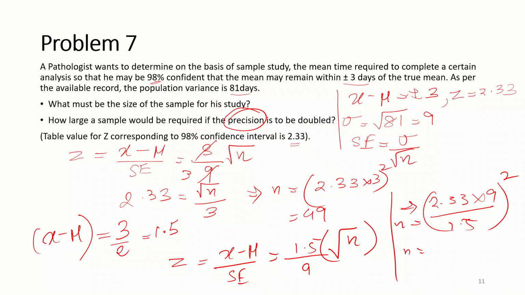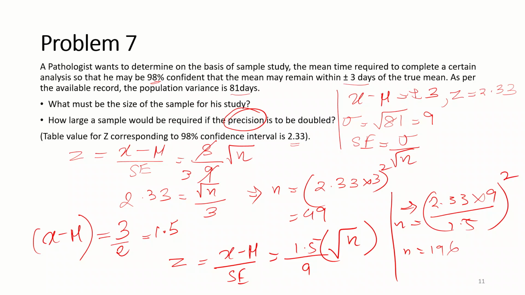The answer is around 7. No, it won't come around 7. 196. I don't know, let me calculate. It is 196. Yes, I think it's 195.5. Okay, 14 square, it's around 196.